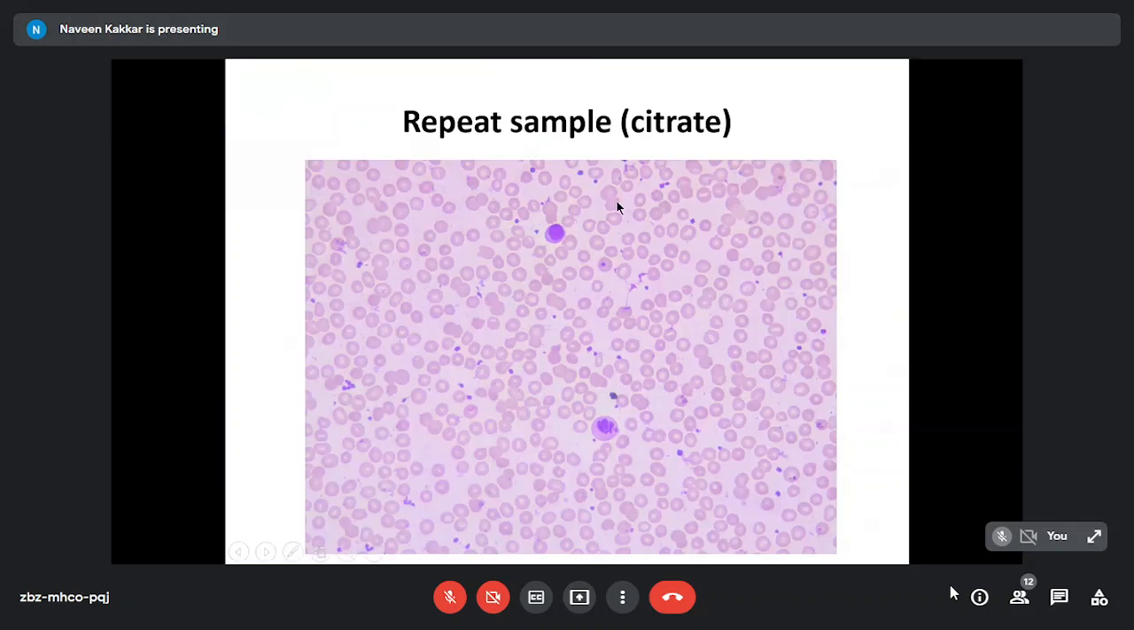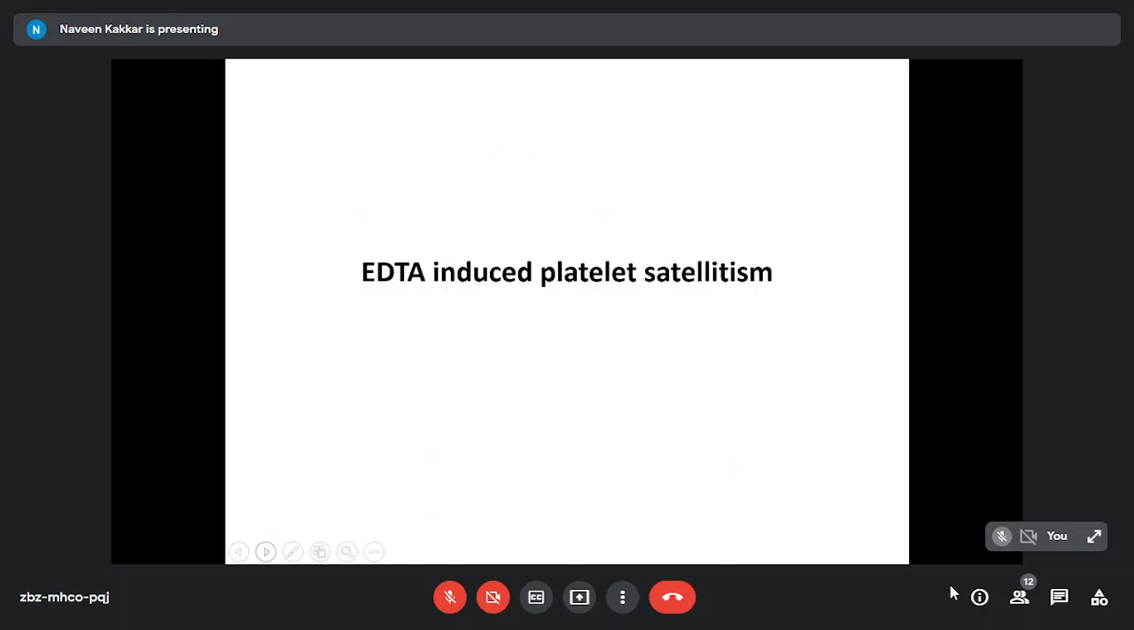That's a repeat sample in citrate. You can see there are no clumps, no satellitism. The platelets are all opened up and separate. So that's EDTA-induced platelet satellitism. Your answers are heparin and sodium citrate samples.